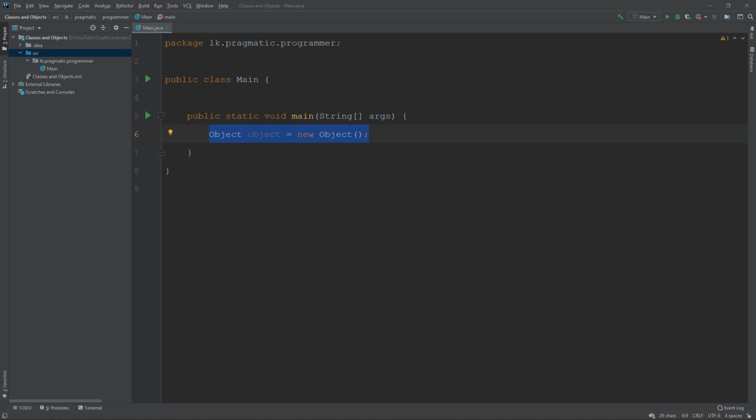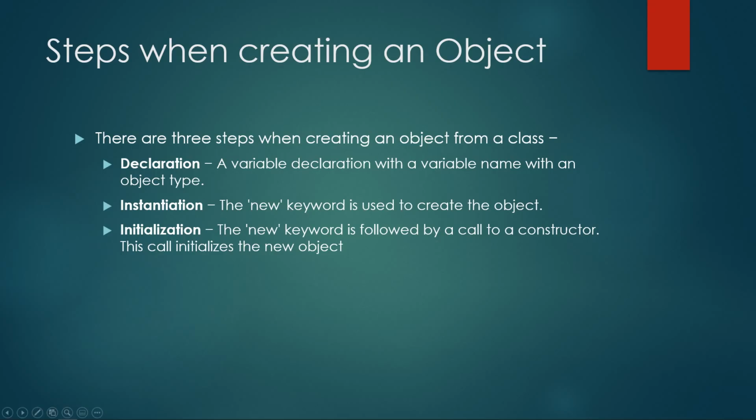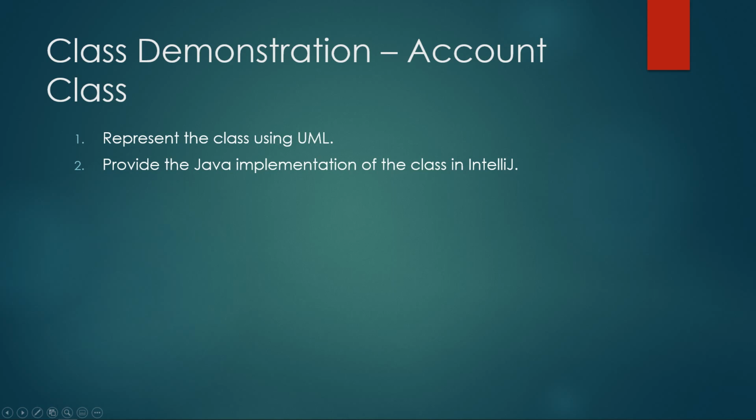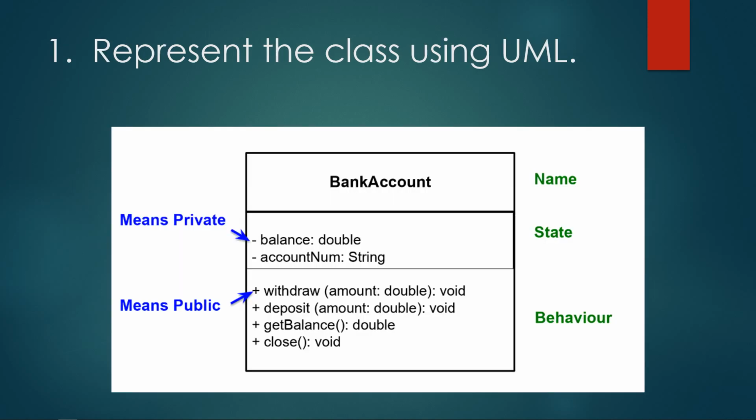Let's move on to the next slide. Class demonstration account. Okay, so we are going to do a small demonstration of a class. This is known as the bank account class. So first of all, we have to represent the class using UML. So this is what a UML class would look like in a class diagram.